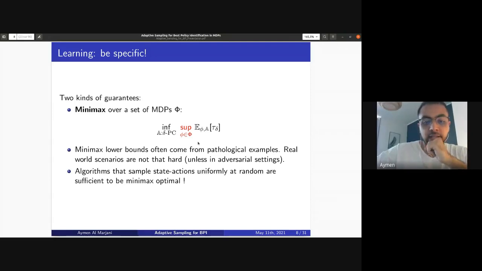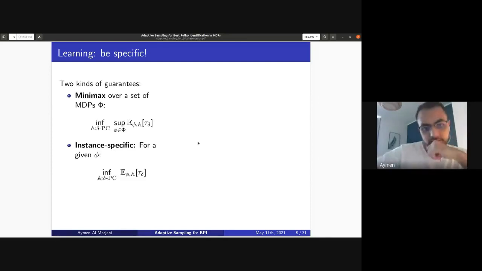guarantees. And there's also a second drawback, which is that the algorithms that sample state actions uniformly at random are minimax optimal. So if you only consider minimax lower bounds, then they don't really tell you how to behave and how to design an algorithm that is sample efficient. In contrast to the minimax approach, you have the instance-specific guarantees, where you consider a given instance phi and you try to minimize the expectation of the stopping time tau for this specific instance.